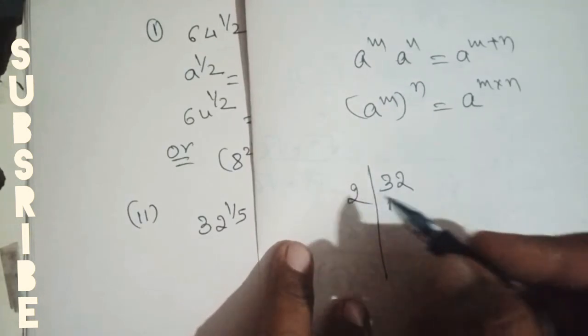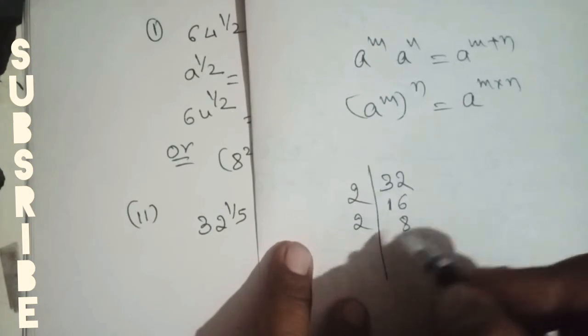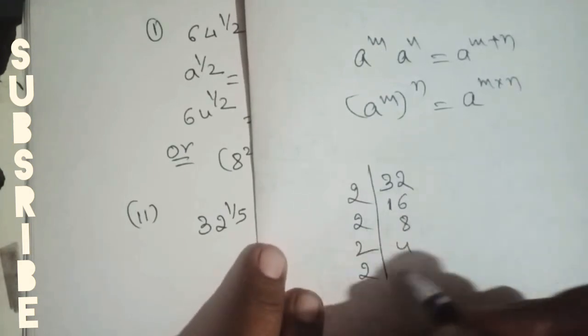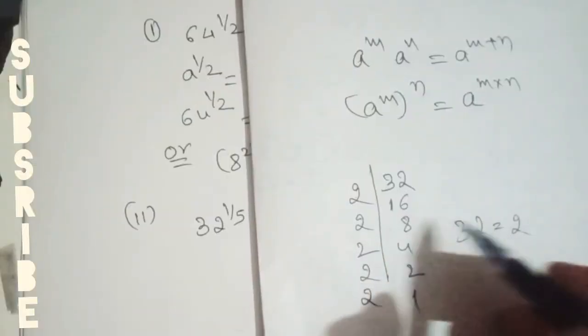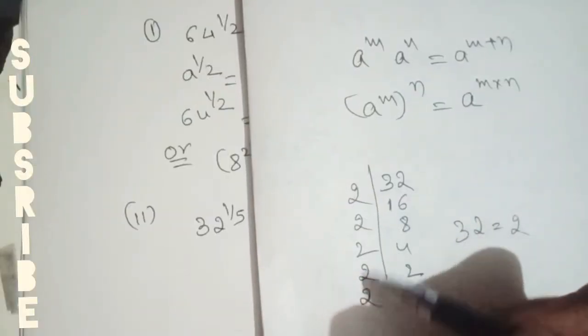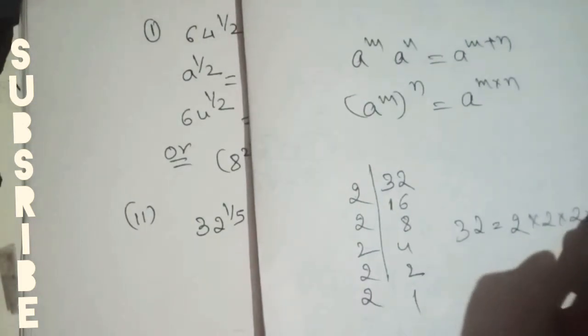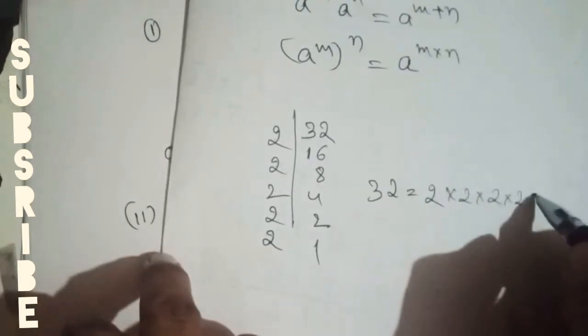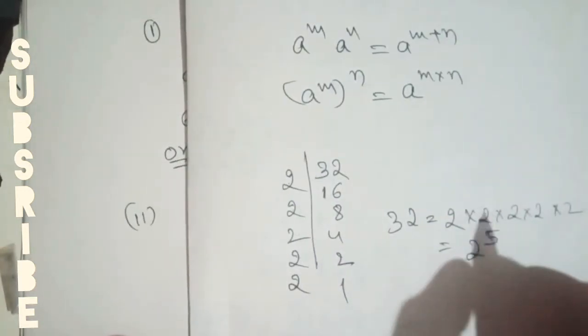Always try to take the prime numbers. 2 1s are 2, 2 6s are 12, then 2 8s are 16, 2 4s are 8, 2 2s are 4, then 2 1s are 2. Is it? 32 can be written as 2 multiplied 5 times. That is 2 into 2 into 2 into 2 into 2, or you can write this as 2 raised to 5, not 1 upon 5.